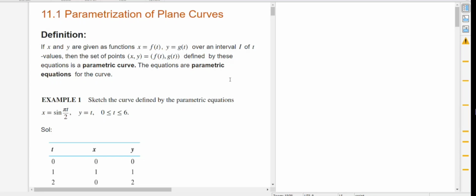One very important subject in mathematics is calculus. And not many people understand calculus, especially multivariable calculus and vector valued functions and so on. So what we are going to do is start a new course on calculus, starting from chapter 11 of Thomas Calculus 15th edition.